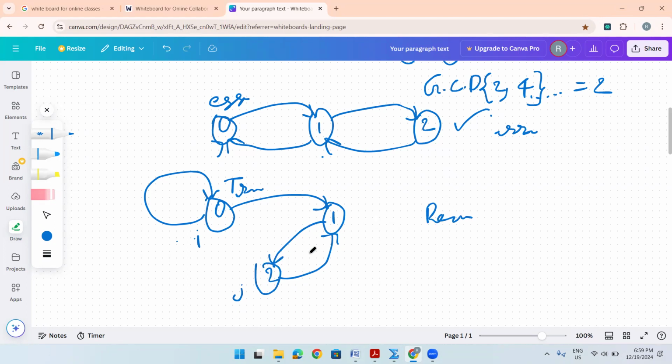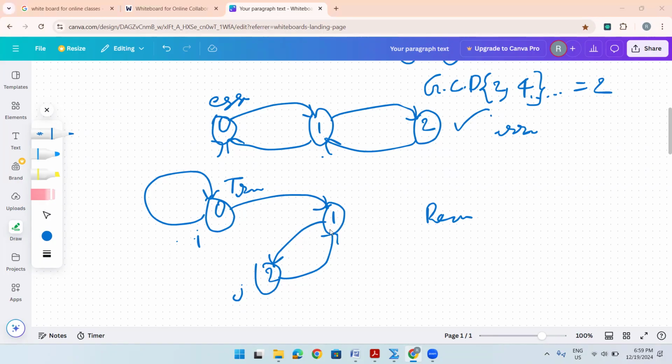If we cannot return back, that's called transient. We can travel but not return. From 0 we can travel to 1 or 2, but we cannot return back. So that's why it is called transient. But from 1 we can move to 2 as well as we can return back. 1 to 0 is not possible, so I'm not checking that one.